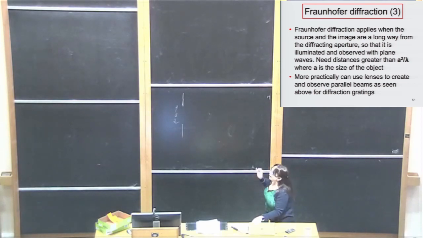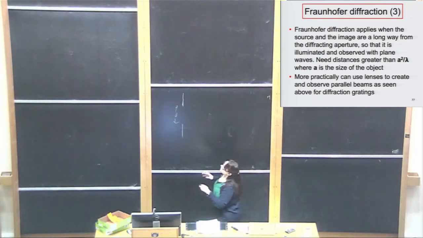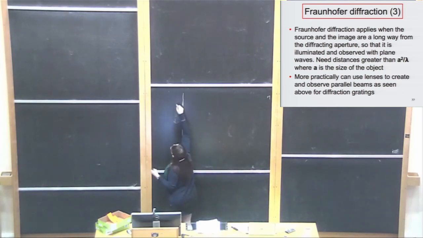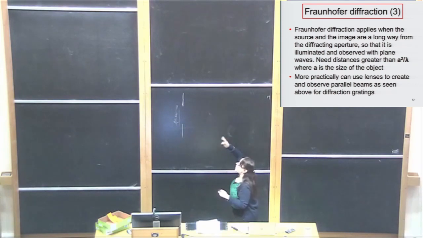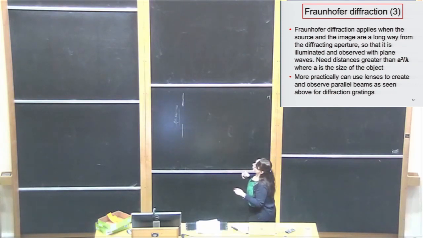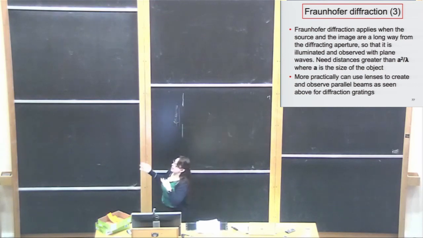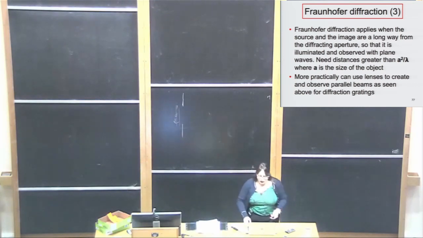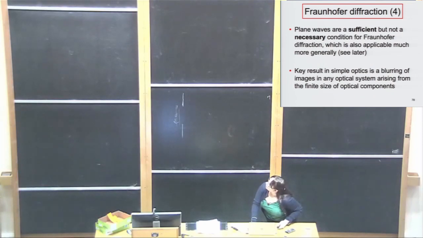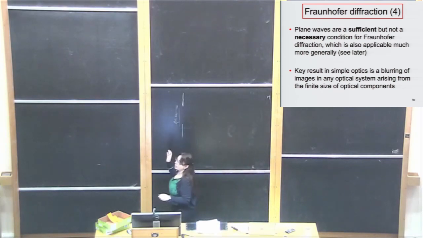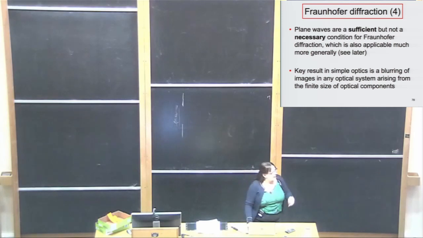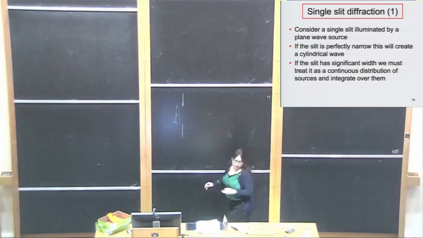I then mentioned that the key thing, if you're a long way away, is that you've got plane waves impinging upon your aperture, and if you've got plane waves, then you are in the Fraunhofer regime. And you can also more practically use lenses to create and observe your parallel beams rather than having to be at very large distances. Plane waves definitely are a sufficient but not necessary condition, and we'll come across some other cases later, possibly later in this lecture or at the very beginning of the next, to see how you can be in the Fraunhofer regime even without plane waves. Right, so that was a recap.